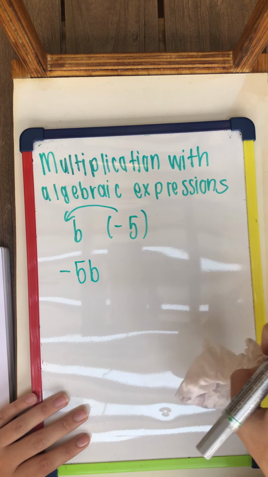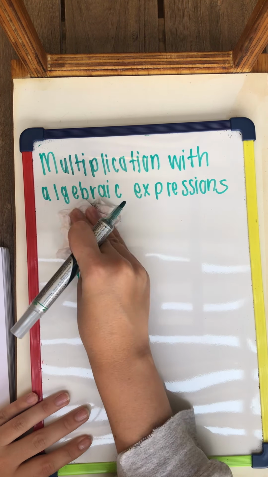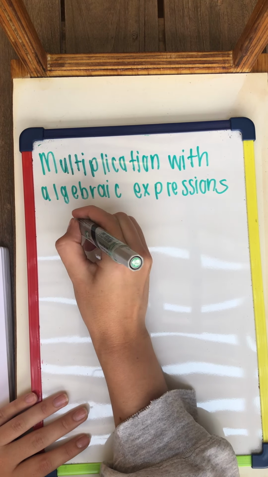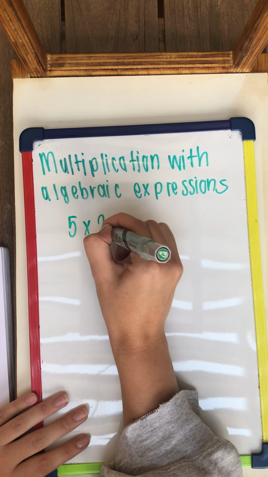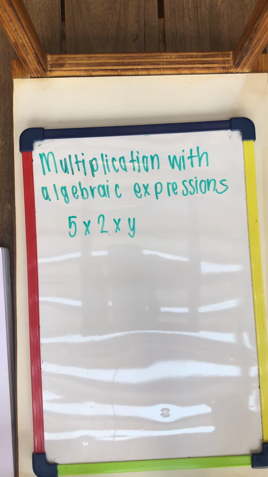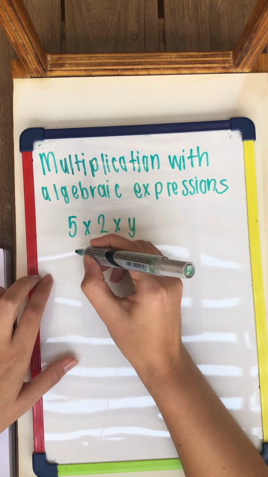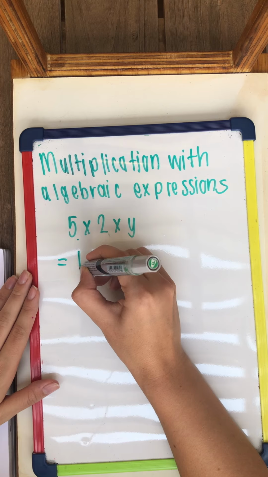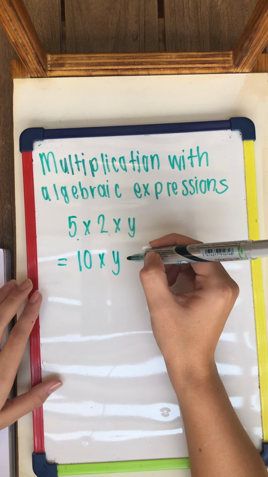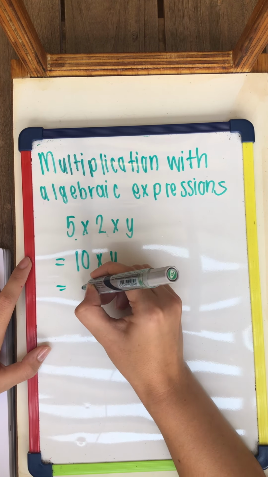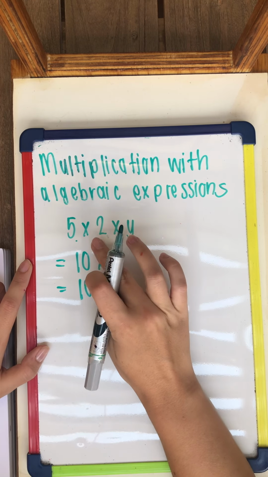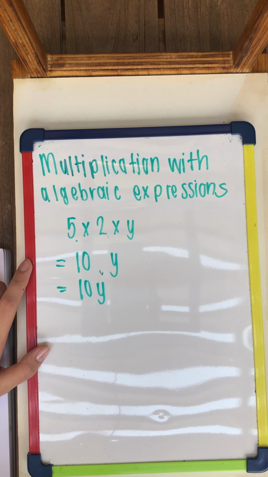Okay. If I've got 5 times 2 times y, now because I've got 5 times 2, I know what 5 times 2 is. So I just write this as 5 times 2 is 10 times y. And how do I write this? 10y, because I take away the multiplication.